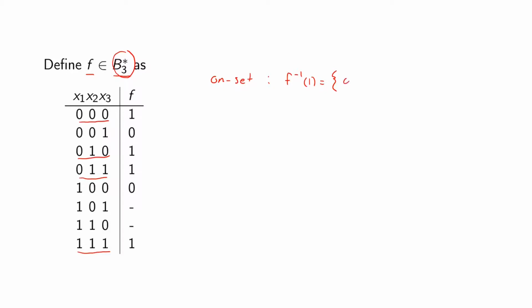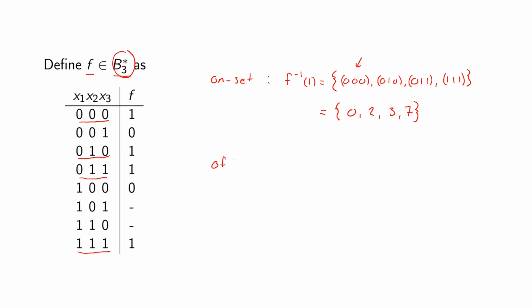So these input combinations we can write as 0, 0, 0, 0, 1, 0, 0, 1, 1, and 1, 1, 1. And in order to shorten this notation a little bit, we're going to use the corresponding integer which these combinations map to. So we're going to call this 0, 2, 3, and 7. And this is just for simplifying our notation.